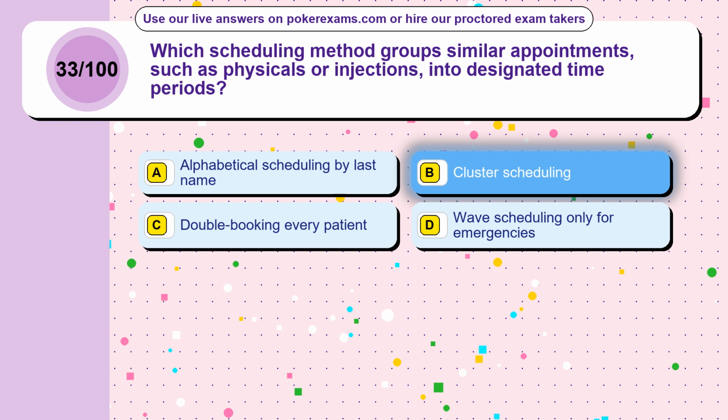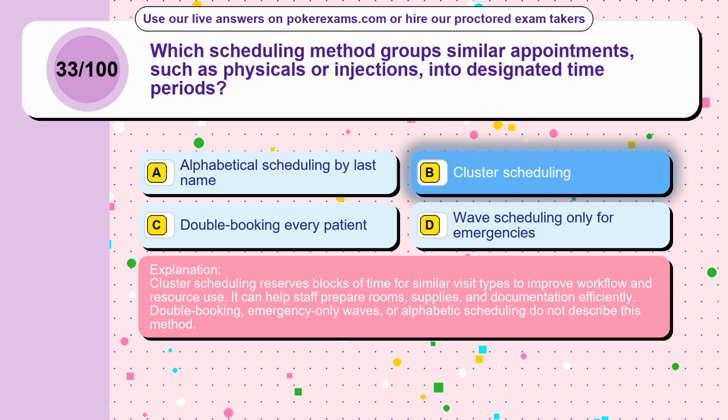The correct answer is option B, cluster scheduling. Cluster scheduling reserves blocks of time for similar visit types to improve workflow and resource use. It can help staff prepare rooms, supplies, and documentation efficiently. Double booking, emergency-only waves, or alphabetic scheduling do not describe this method.